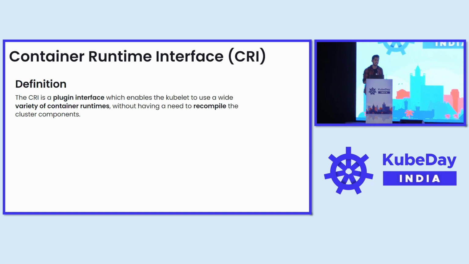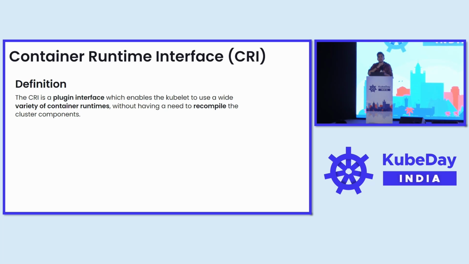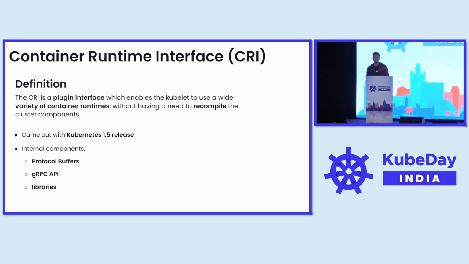The container runtime interface is basically the plugin which enables the kubelet to use a wide variety of container runtimes out there. And this statement is important: without having the need to recompile the entire cluster components. The meaning is that we added a third layer besides the kubelet so that it can be integrated with multiple container runtimes which were being developed and which will be developed in the future. The CRI plugin came out in the Kubernetes 1.5 release, and some of the internal components it consists of are the protocol buffers, gRPC API, and the libraries. I'm not going to go into the depth of this, but the bottom line is that the CRI defines the main protocol, which is the gRPC API that helps in the communication between the kubelet and the container runtime.